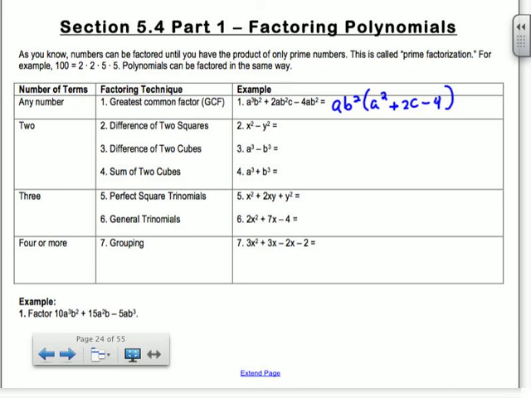Yes, Andrew? So why did we do that? It's the opposite of multiplying it in. Do you remember how we multiplied in, and when we did that we got a cubed b squared plus 2a b squared c minus 4a b squared. So you can kind of check it in your head to make sure it's the same thing. So it's just doing it the opposite way.